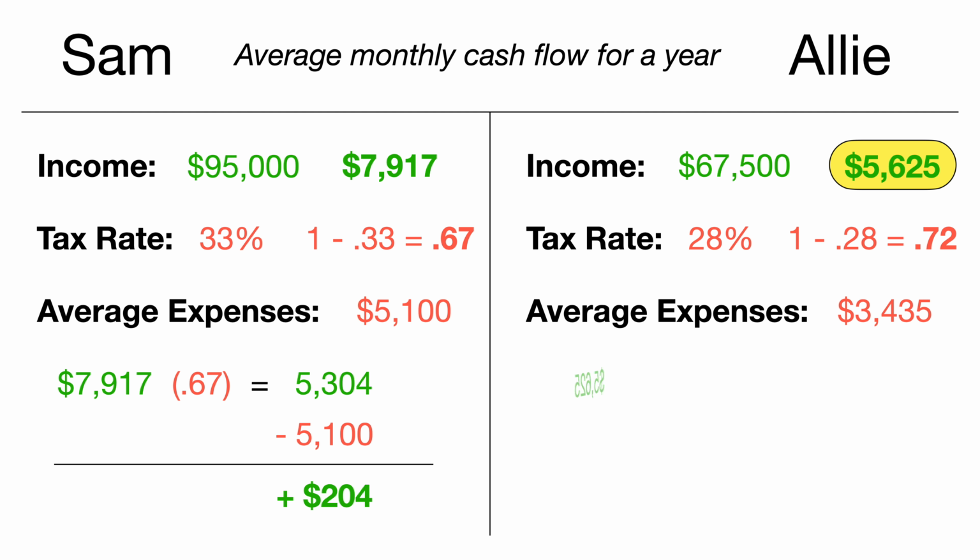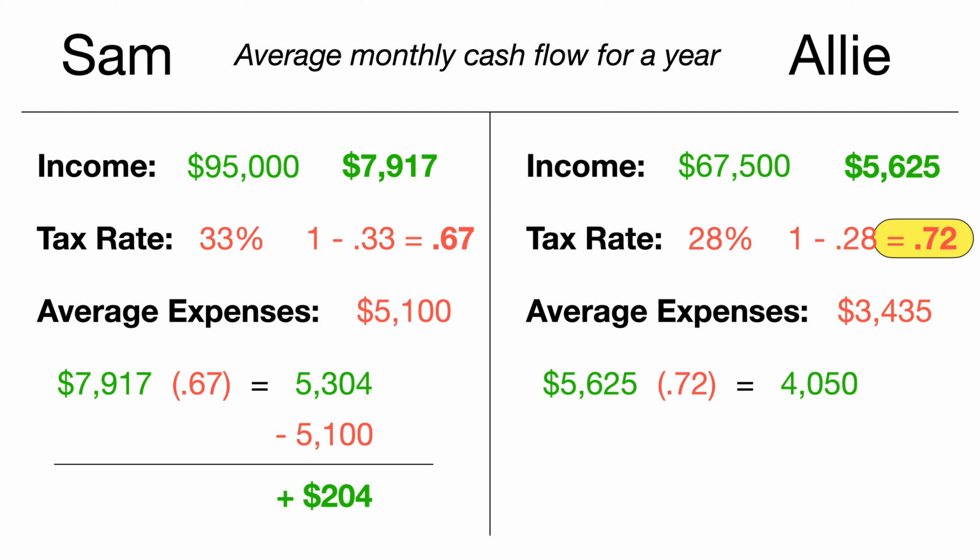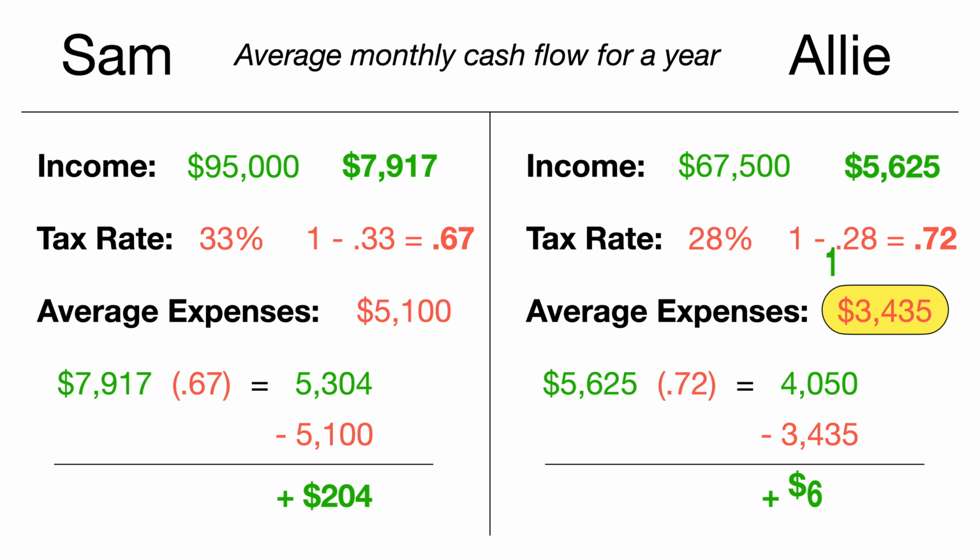Let's go for Allie now, do the same thing. Multiply it by what we have left after taxes. And that's going to give us $4,050 per month after taxes. Now we subtract our expenses. And so that's going to give Allie $615 in positive cash flow for the month.